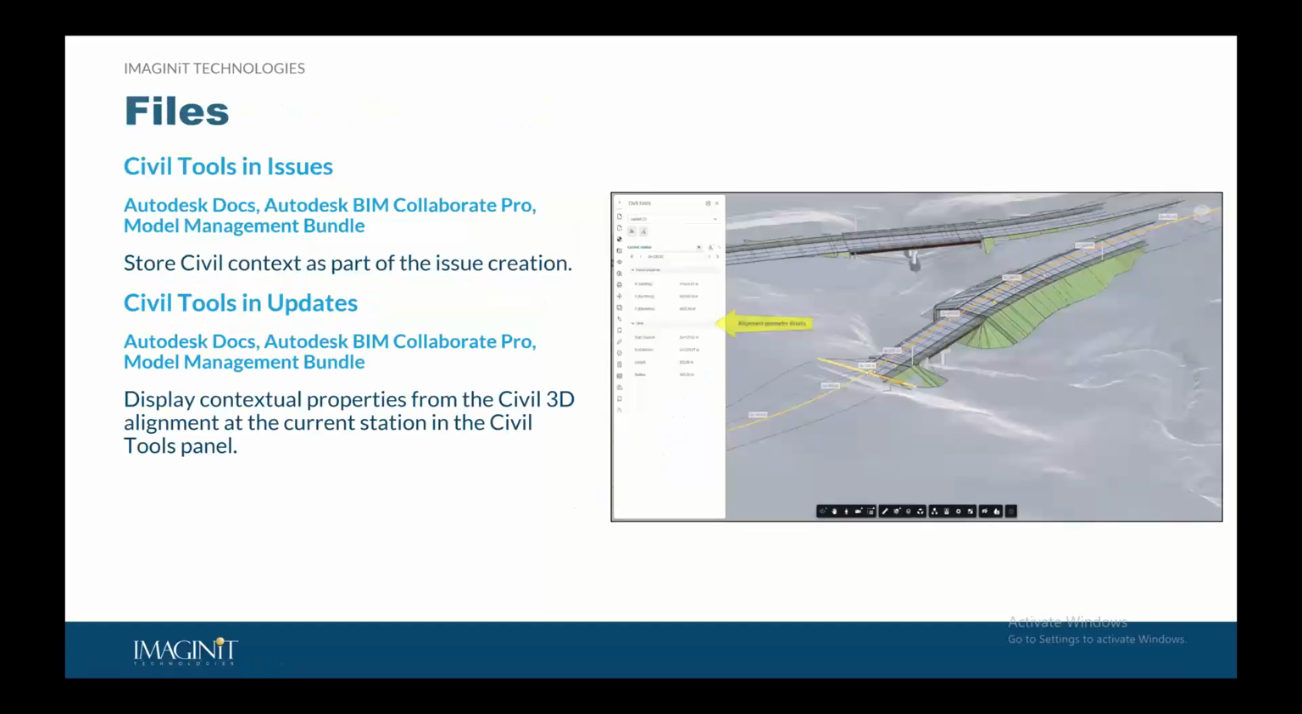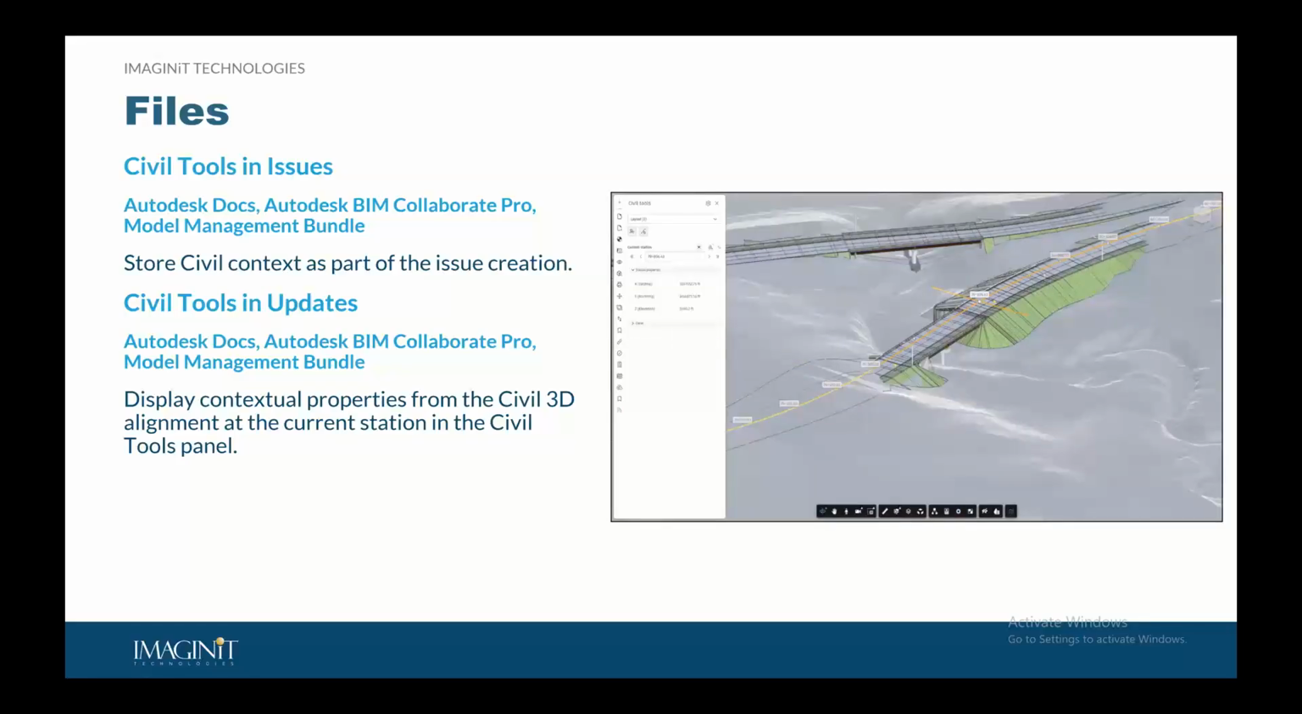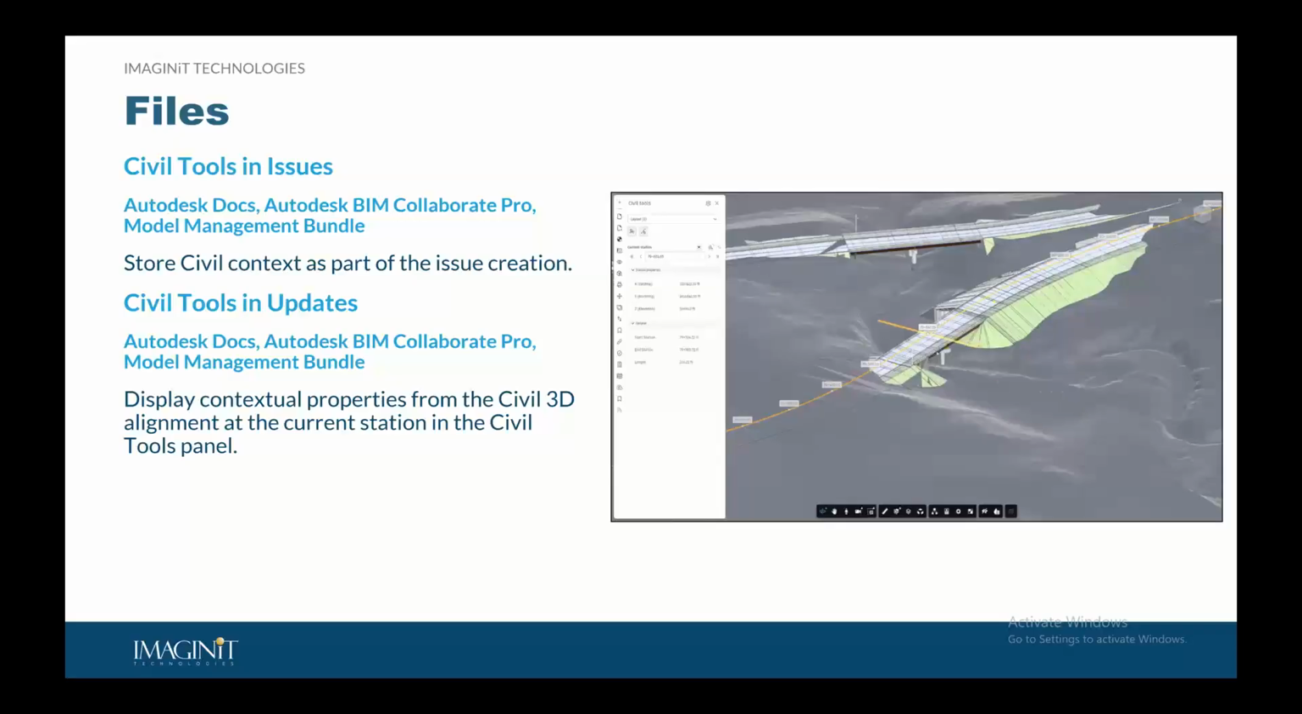Okay. Now, we're still staying in model management, but we're moving on into files. The first release that we're going to talk about is Civil Tools in Issues. This is going to affect Autodesk Docs, Autodesk BIM Collaborate Pro specifically, and then the model management bundle.